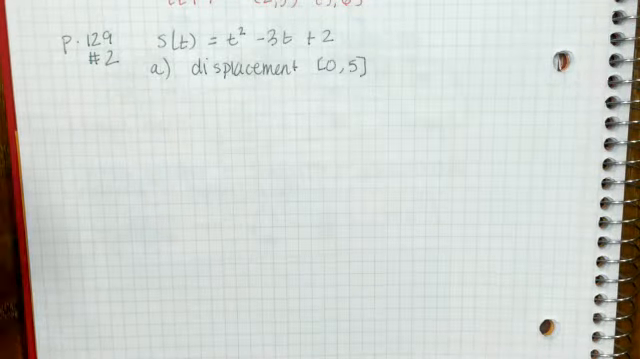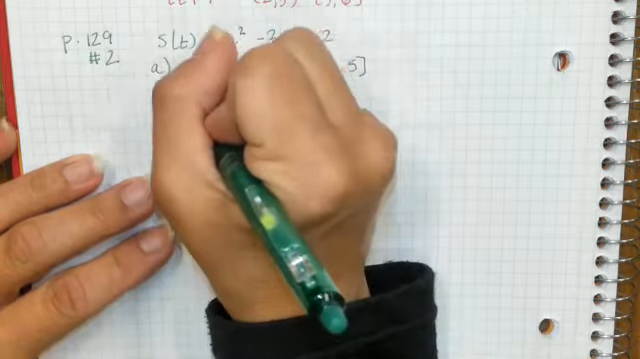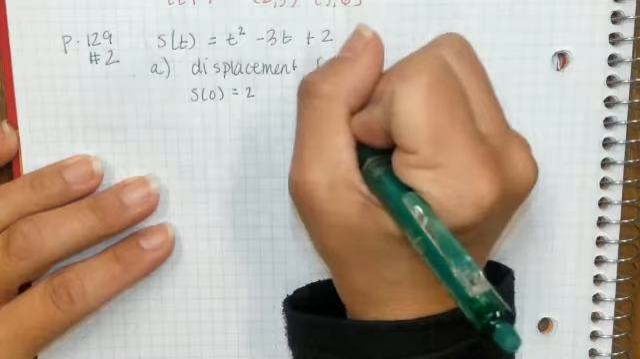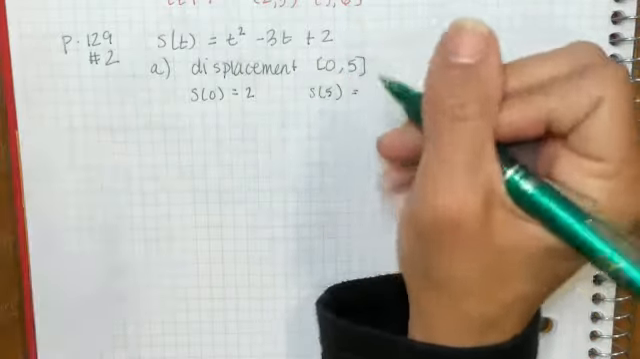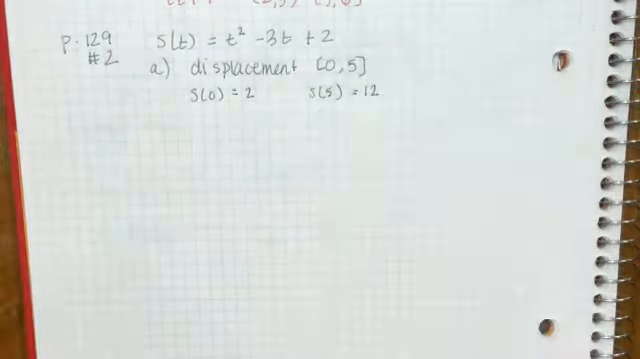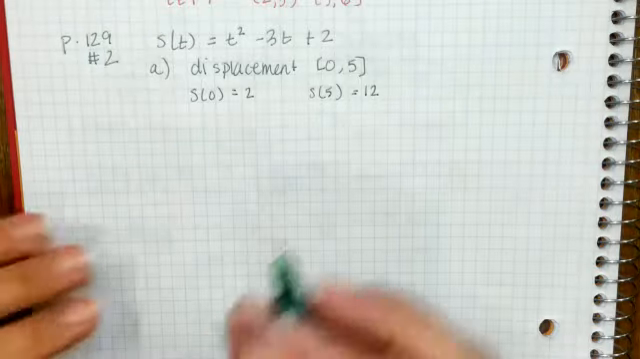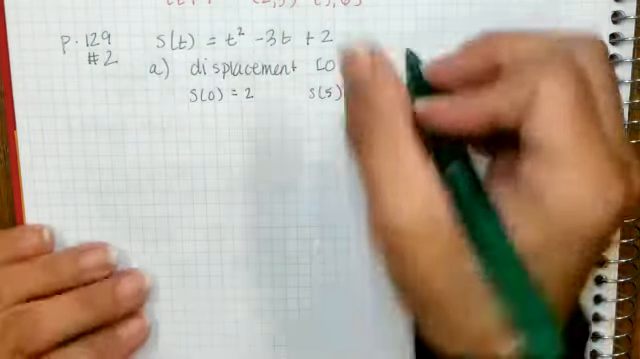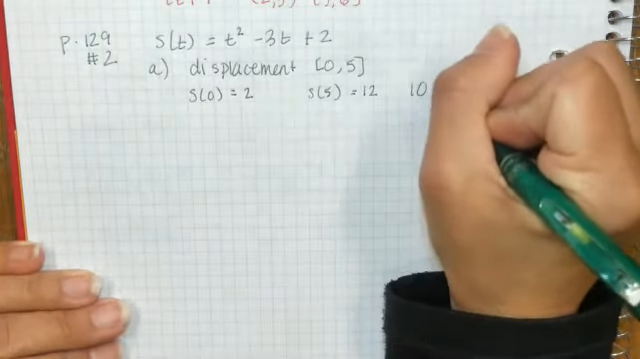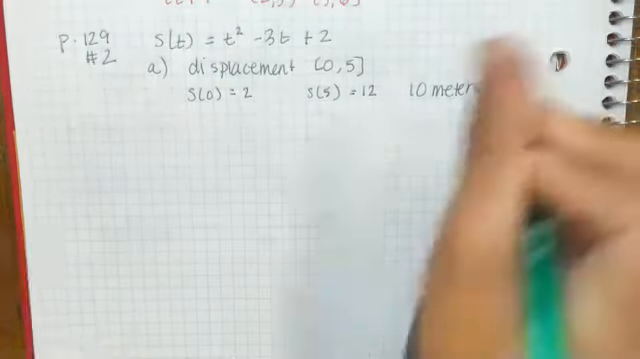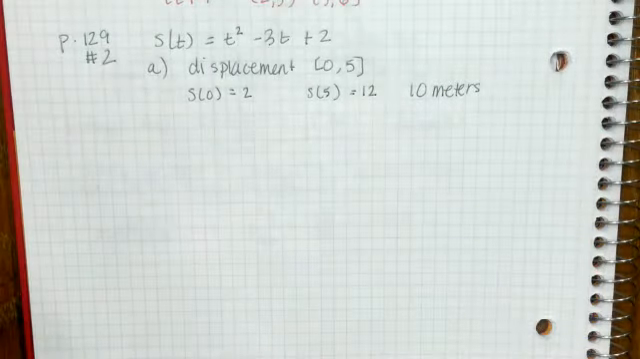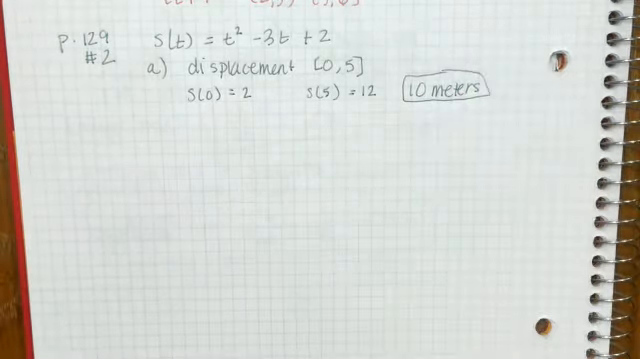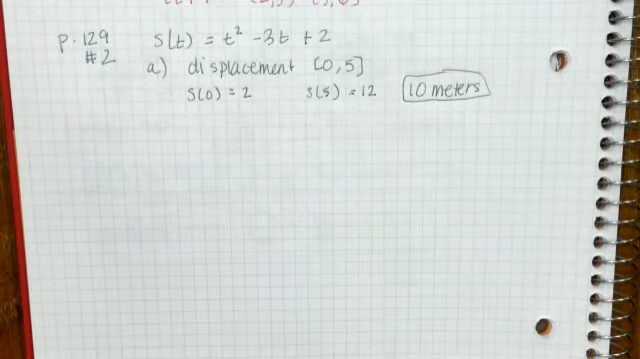Okay, this is just a straight plug-in. Let's find the s of 0, which is 2. Let's find the s of 5, which is 12. So the displacement is 10. We are in meters. So it's just a distance. You're not dividing by anything, etc.